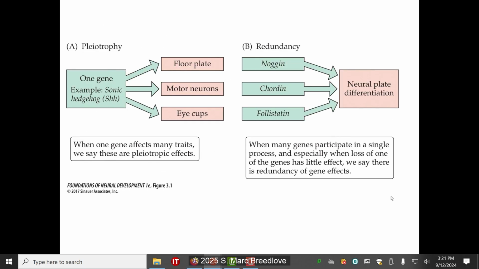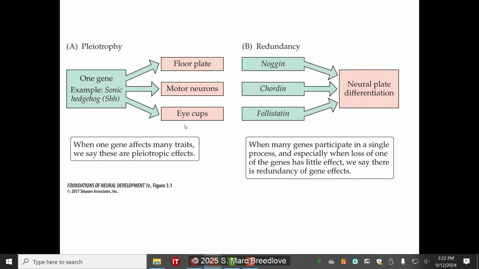So preparatory to that, a little bit about pleiotropy and redundancy, which we've talked about briefly, but I just want to emphasize it again. So pleiotropy is when one gene, like Sonic Hedgehog, has impact on lots of different traits, like the formation of the floor plate, the formation of motor neurons, the formation of eye cups, and whether or not there's going to be holoprosencephaly, right? So lots of different, but then it also has consequences for whether a mouth gets formed, right?